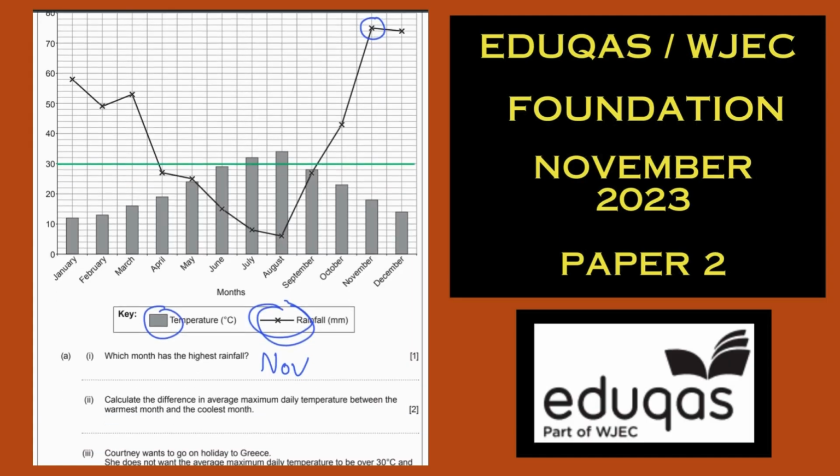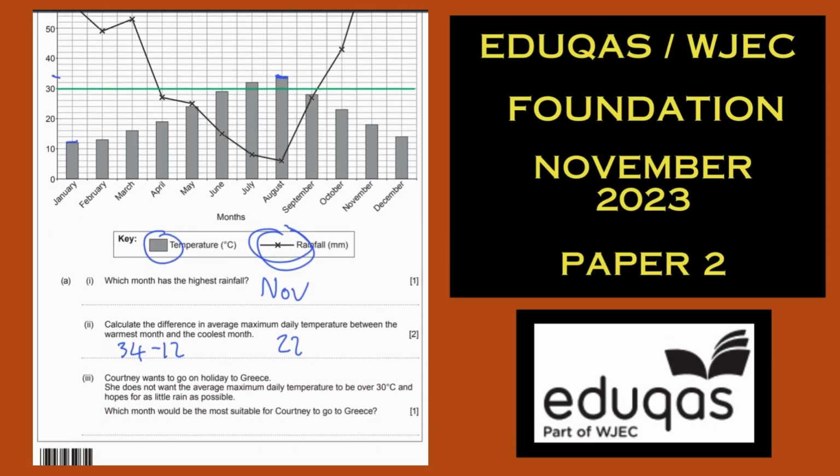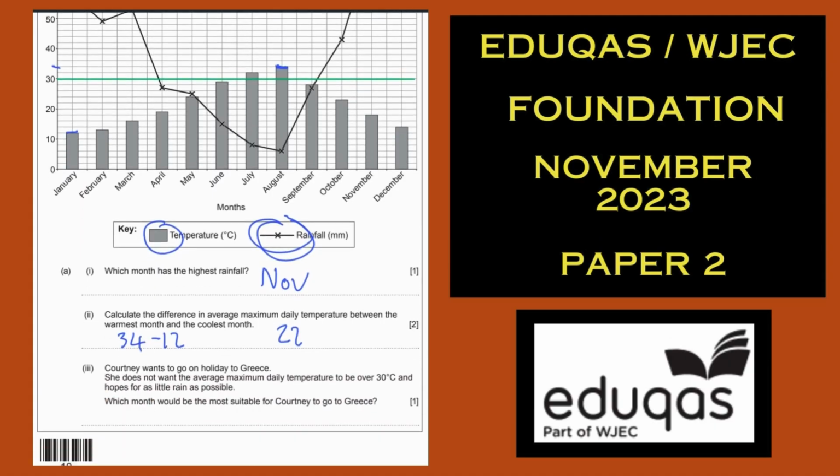Then it says, calculate the difference in average maximum daily temperature. We are looking at the bars. Maximum, that bar's up here. Go along. Each little vertical notch is 2, so that is 34. We now scroll across looking for the lowest. You can see it's January down there. Difference, subtract, answer 22.